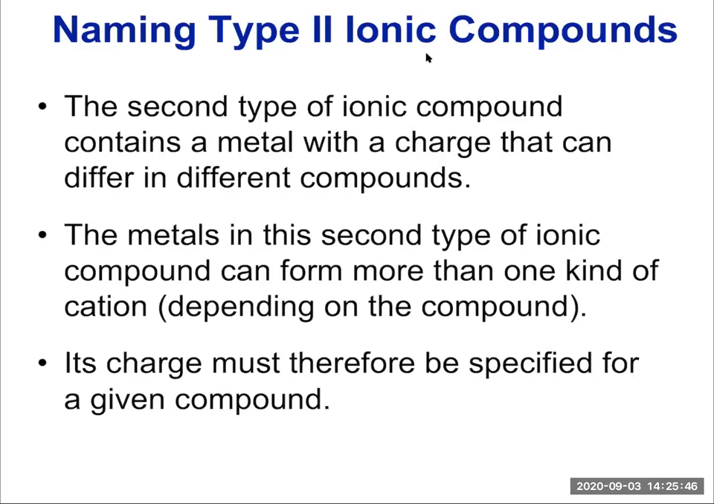Now we're going to name type 2 ionic compounds. These type 2 compounds are going to be those that carry a transition metal. Those metals vary in charge. Sometimes they'll carry one charge, and other times they'll carry a different charge. When that's the case, in general, you have to say what charge that metal is carrying in the compound. The way we're going to do that is by using Roman numerals.